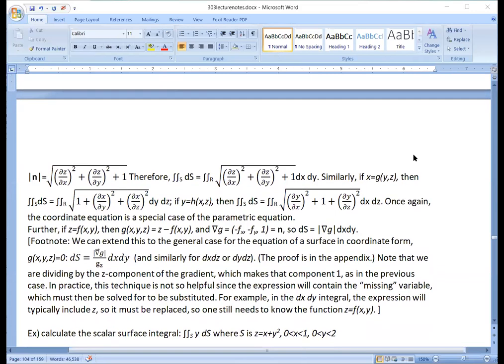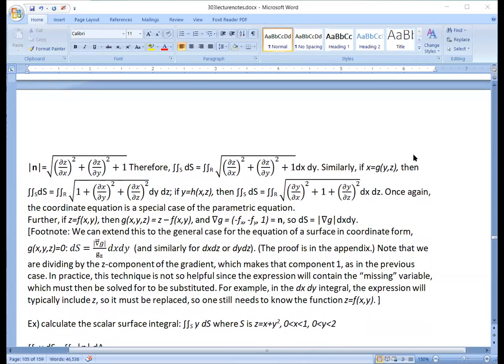So let's calculate the scalar surface integral. In this case, we're looking at the integral over the surface of y dS. So basically y is your function. And where your surface is described by z equals x plus y squared, and we're taking x from 0 to 1 and y from 0 to 2. Okay.